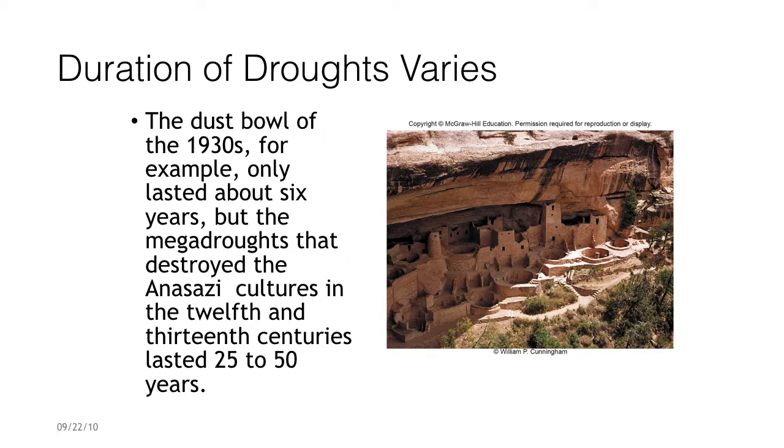Droughts in the American Southwest aren't a new phenomenon. In fact, the dry spells in recent years have been of relatively short duration compared to historic events. The Dust Bowl of the 1930s, for example, only lasted about 6 years. By contrast, the mega droughts that destroyed the Anasazi or ancient Pueblo cultures, which we see in this figure, in the 12th and 13th century lasted between 25 and 50 years.